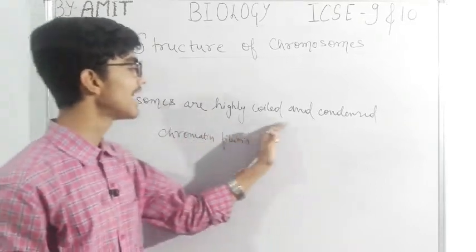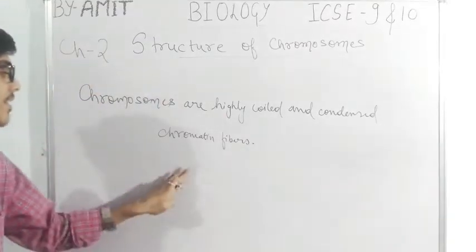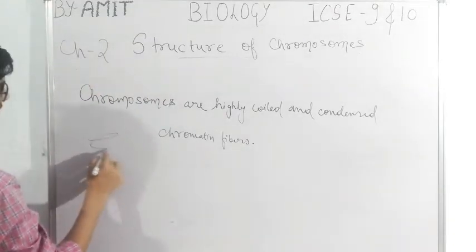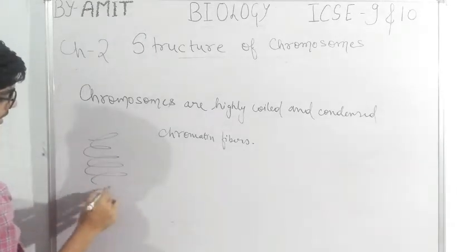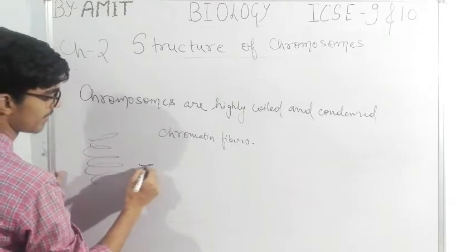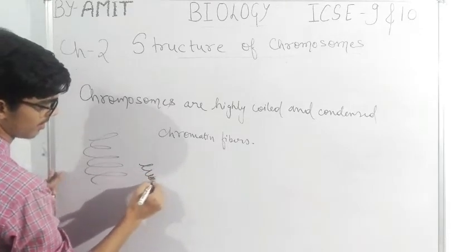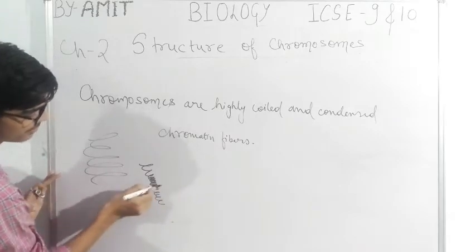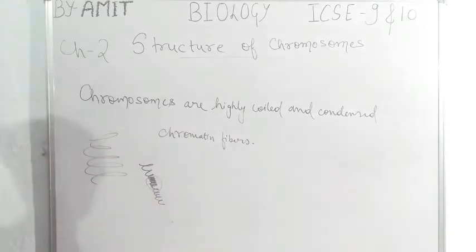Chromosomes are highly coiled and condensed chromatin fibers. Means what? If we do like this, it is coiled and condensed, means this is condensed. So chromosomes are highly coiled and condensed chromatin fibers.